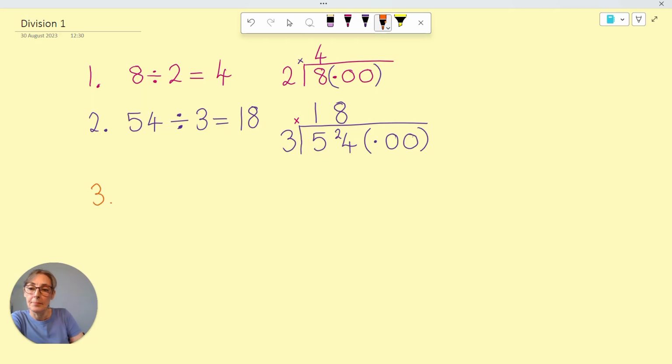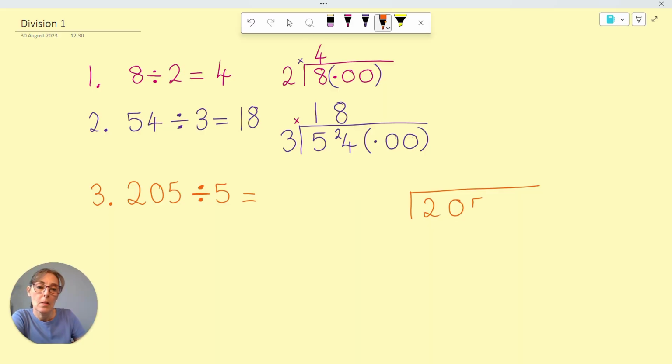Okay, number 3. 205 divided by 5 equals, okay, all right, 205 divided by 5. Now, because it's ending in a 5, the ones digit is 5, and because the divisor, what I'm dividing by, is 5, I know it will fit in exactly.